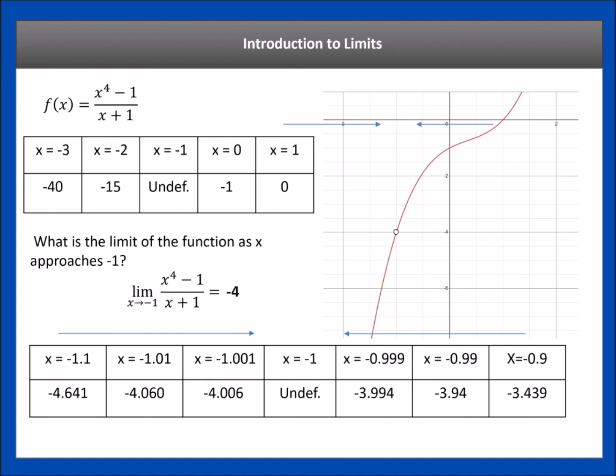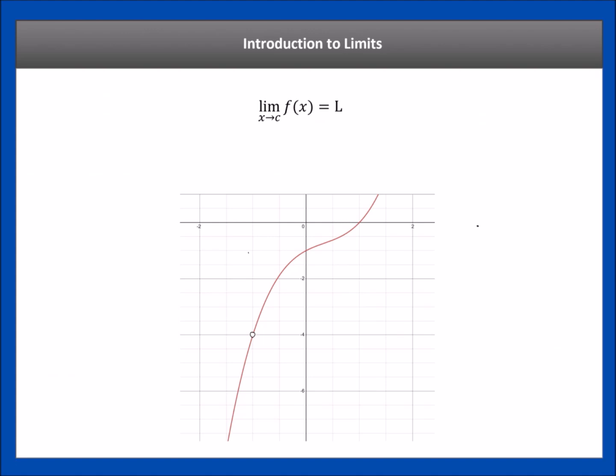So in that case, what we can say is that the limit is equal to -4. All right, so if I introduce this idea in general, we can say that the limit as x approaches a value c of a function f of x is equal to the limit L. So we can say that the limit is L, some value L, as x approaches some value c.